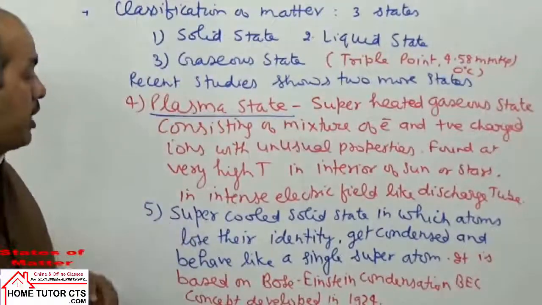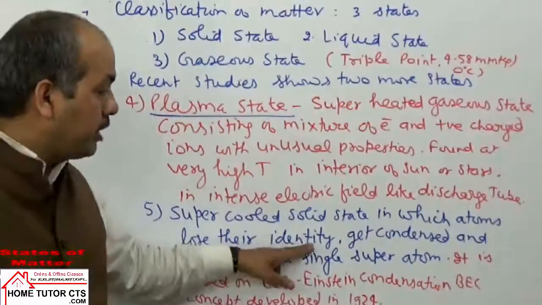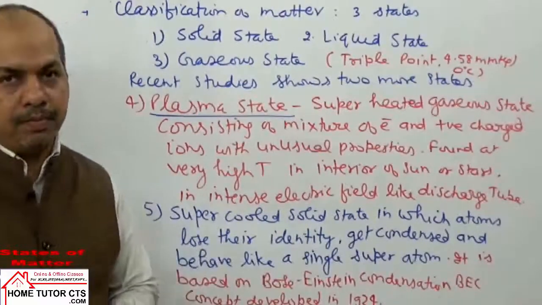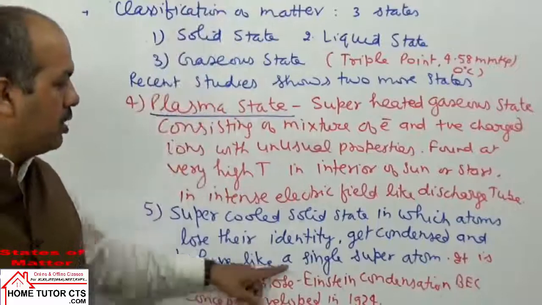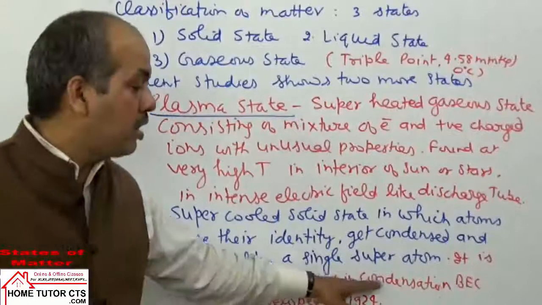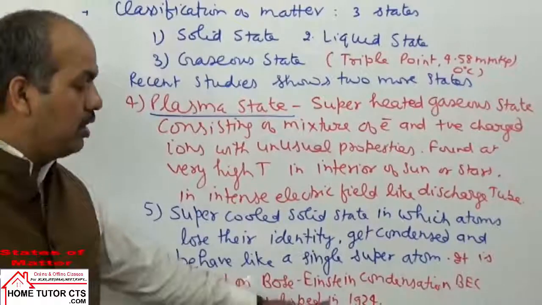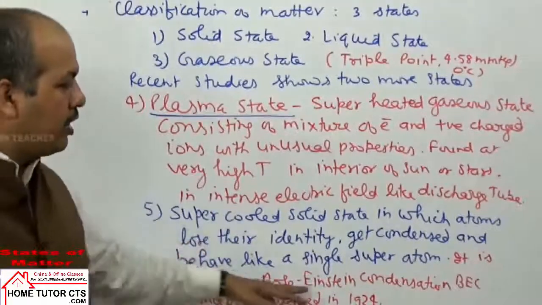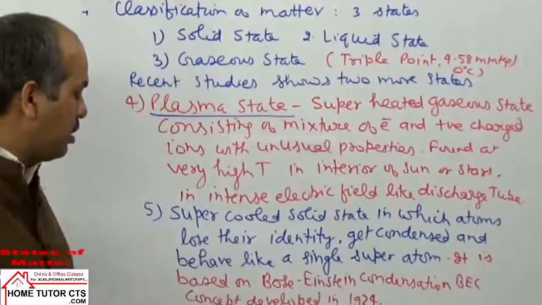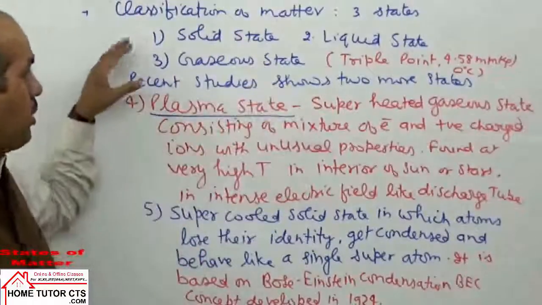Anyway, one more state is called the supercooled solid state, in which atoms lose their own identity, get condensed and behave like a single superatom. Note down all the points. Single superatom. It is based on the Bose-Einstein condensation (BEC) concept, which was developed in the year 1924. So anyway, this can be taken as the introduction to the states of matter.